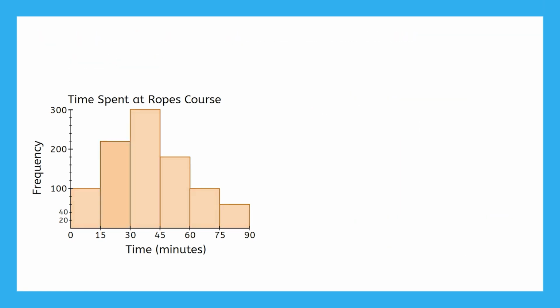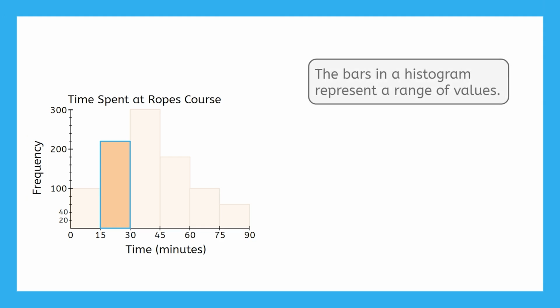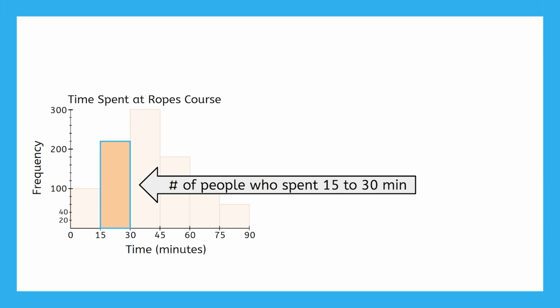What does this bar represent in the histogram? The bars in a histogram represent a range of values. Since this bar is between 15 and 30, it represents the number of people who spent 15 to 30 minutes at the ropes course. How many people is that?